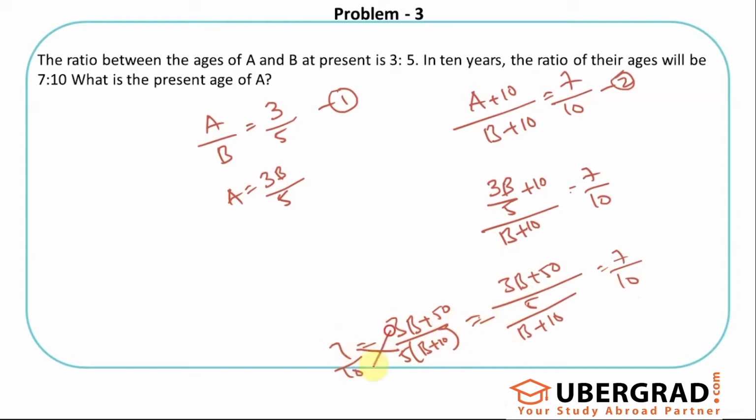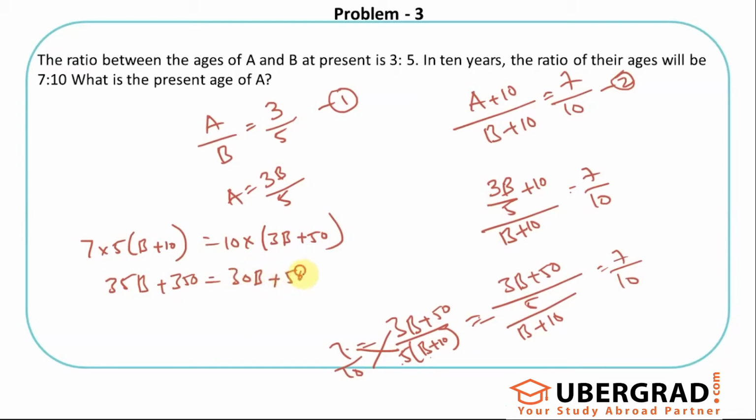So let me cross multiply this, right? What will this become? 7 into 5 into b plus 10 equals 10 into 3b plus 50. So 7 into 5 into b is 35b plus 35 into 10 is 350. So 10 into 3b is 30b plus 500. This goes this side. 35b minus 30b is 5b equals, 350 comes this side, minus 350 plus 500 is 150.